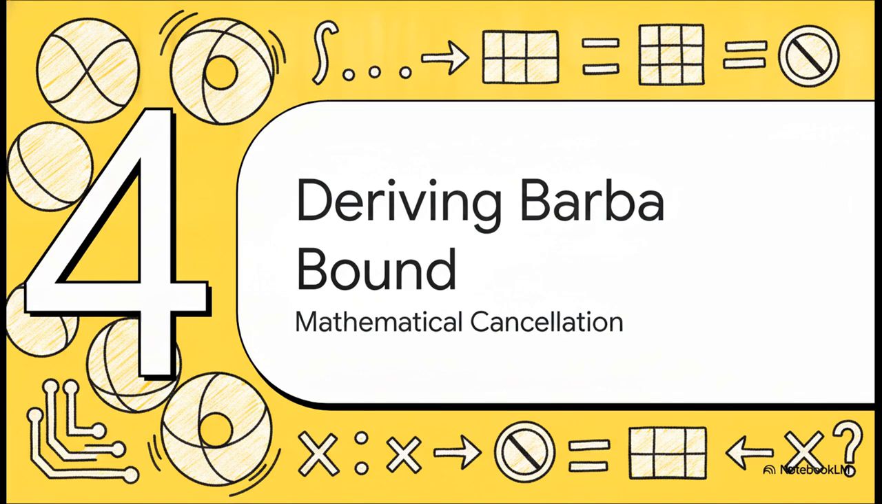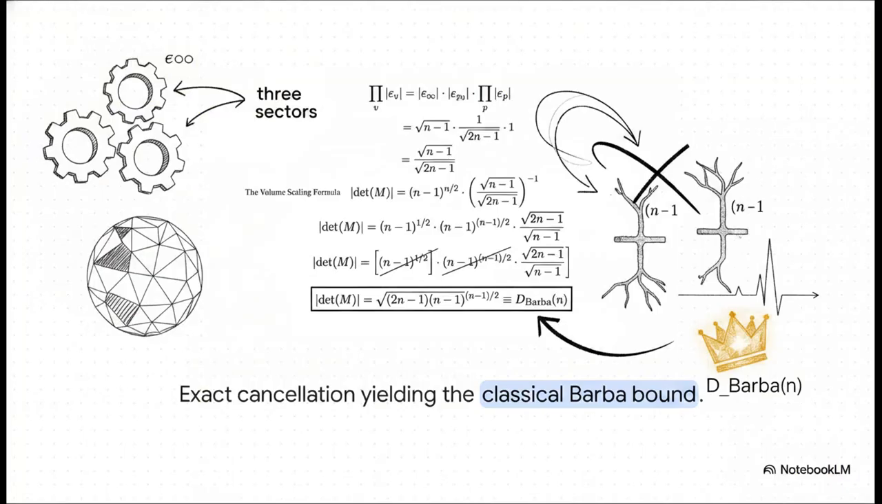Step 4. Deriving the Barba bound: mathematical cancellation. When we assemble the global product by multiplying our 3 sectors together, a truly beautiful mathematical cancellation occurs. By separating the powers of the base term, the square root of n minus 1 in the numerator perfectly cancels the Archimedean phase shift of the square root of n minus 1 in the denominator.